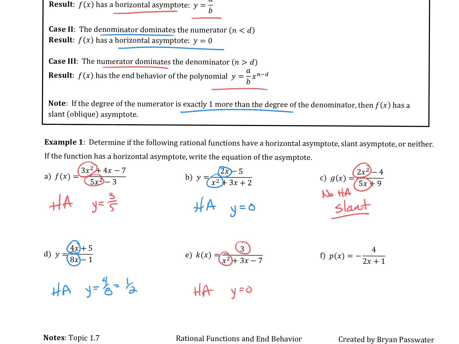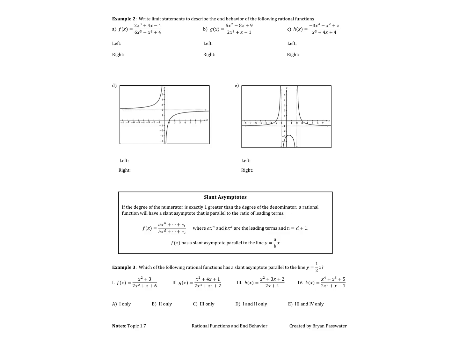Lucas. So the denominator wins, so we get y equals 0. This 2x is in my denominator, and we have -4 in my numerator, so the 2x wins, and we get y equals 0.